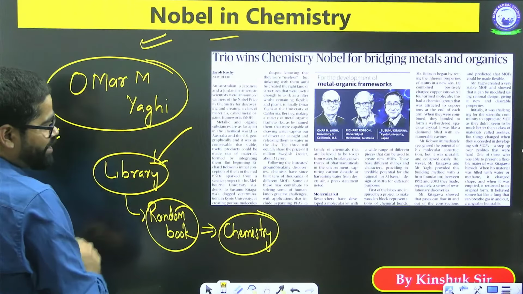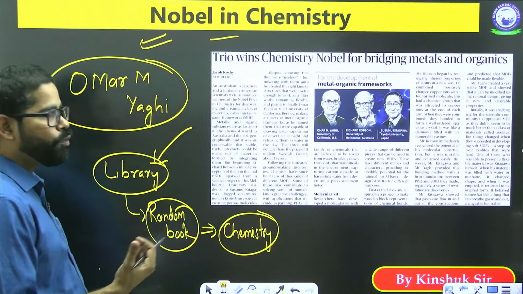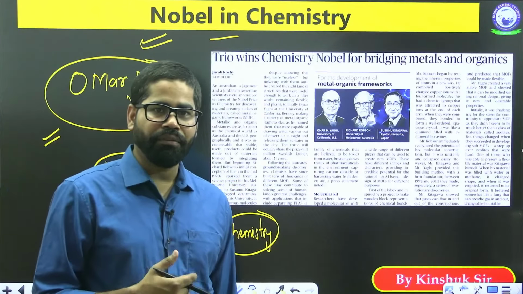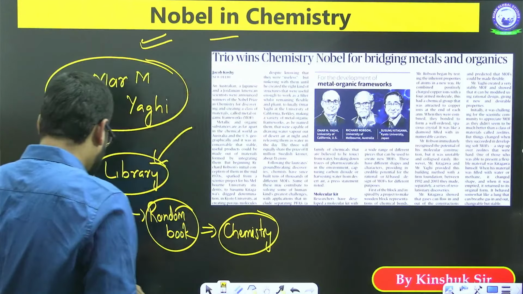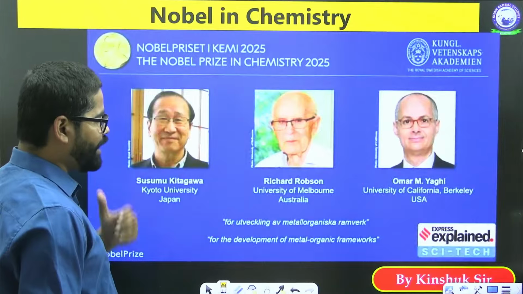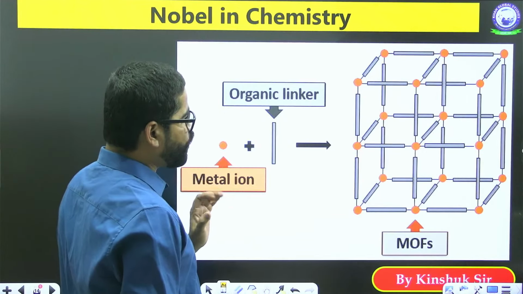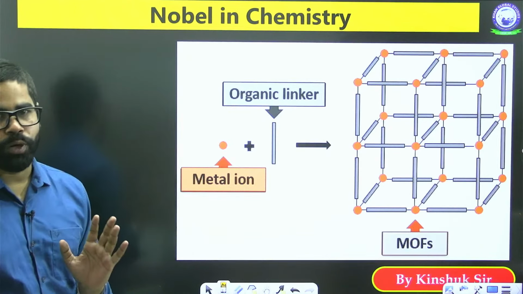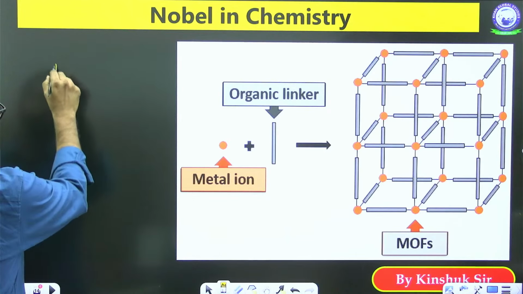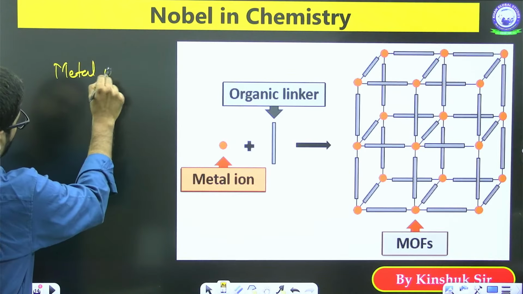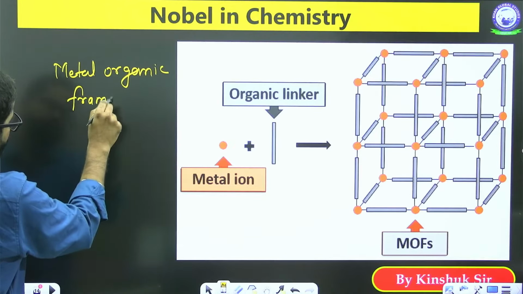So here we see that Omar M. Yaghi, Richard Robson and Susumu Kitagawa, these 3 people have got the Nobel Prize in chemistry. And for what purpose? Why have they been given this Nobel Prize? If you look at this, there is one thing called the metal organic framework.